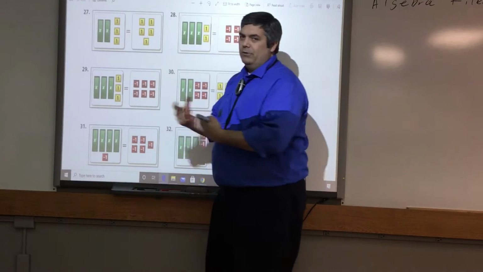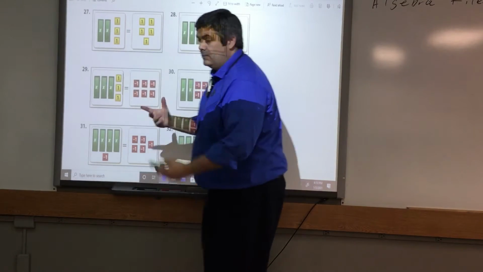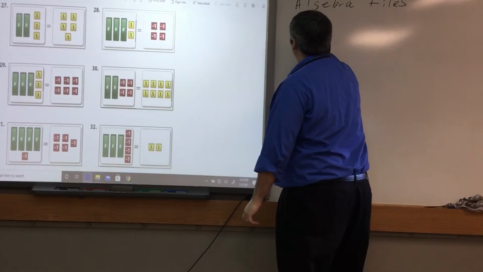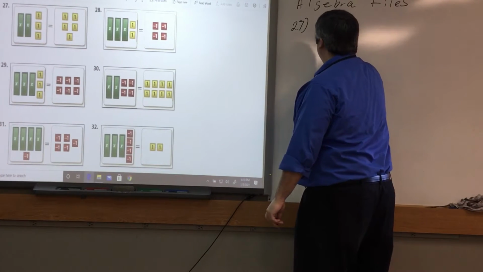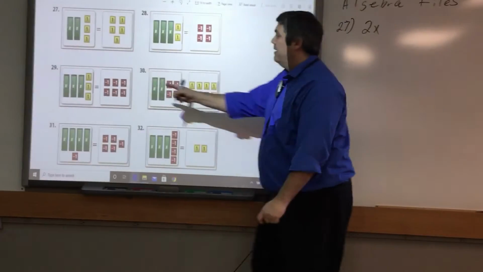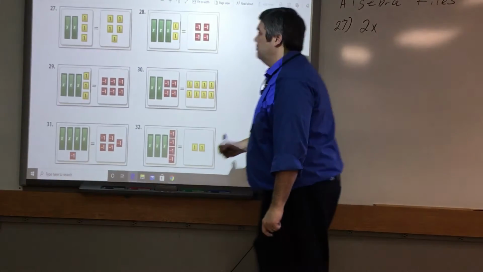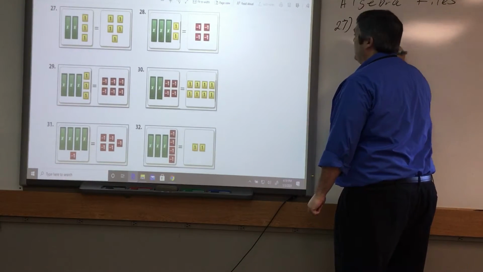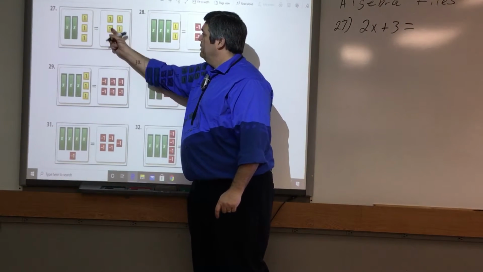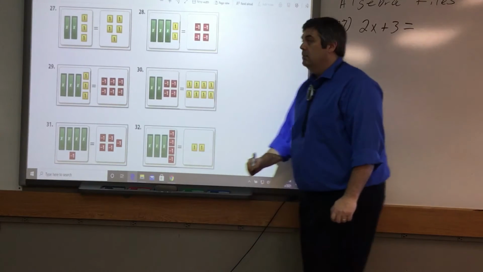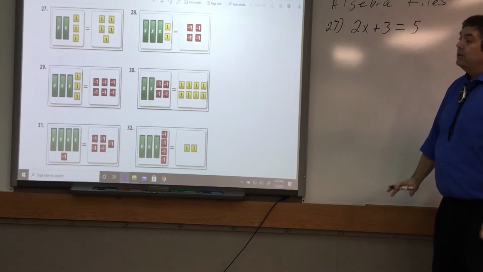Now, I understand that when you look at this, you're wondering how I got that out of that. Well, there are 2 x's, so over here I'm going to write 27. What I have is 2 x's, and then I have 1, 2, 3, 3 ones, plus 3. And then it's set equal to 1, 2, 3, 4, 5 ones, equal to 5. That's really all there is to this.